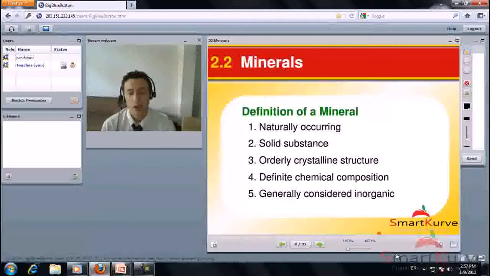Number 3, they have an orderly crystalline structure. That means that the arrangement of the atoms repeats. They're arranged in a specific pattern. The atoms are not just thrown together. They have a consistent repeating pattern. They have a definite chemical composition. They're always made of the same elements, and they are inorganic, meaning they do not have carbon.